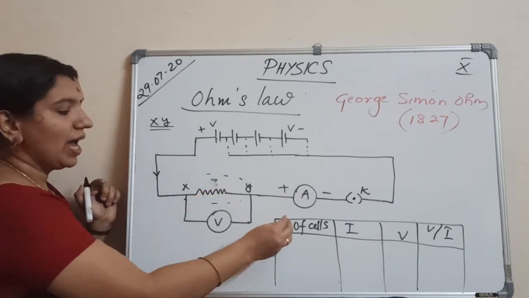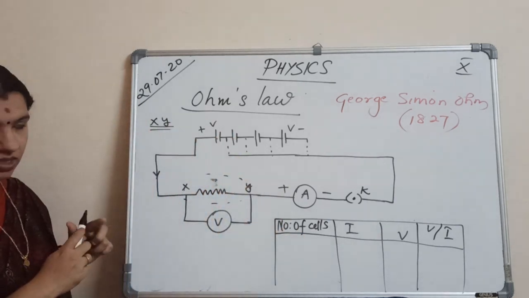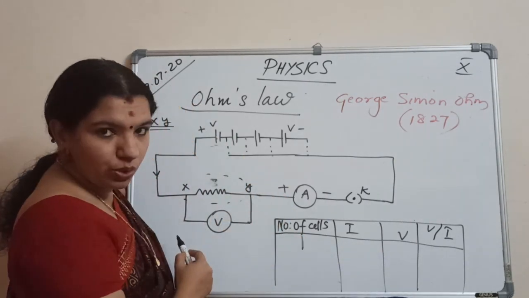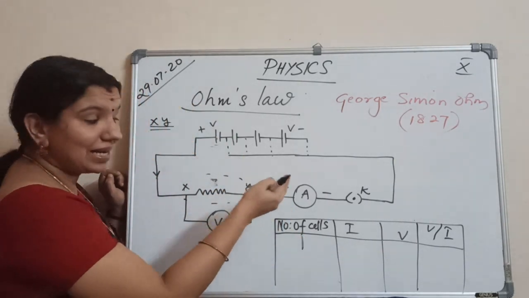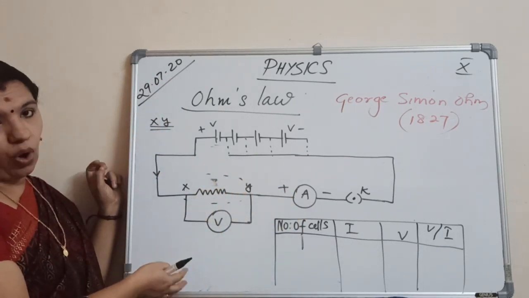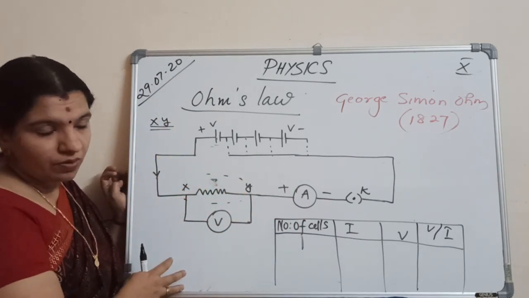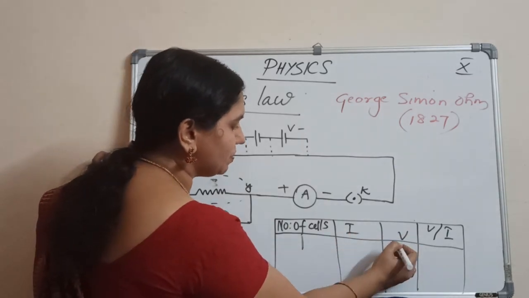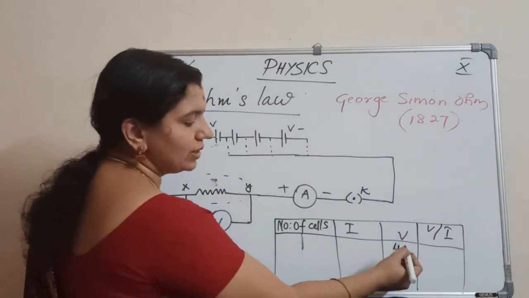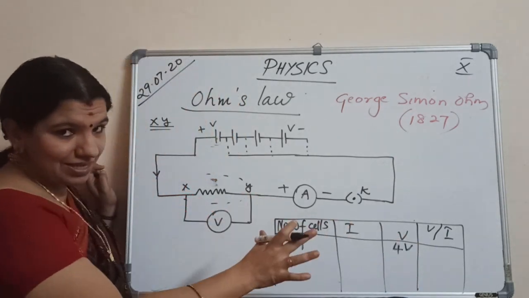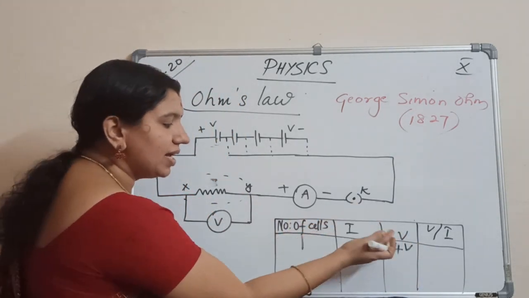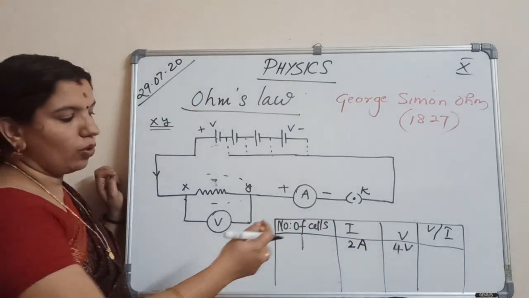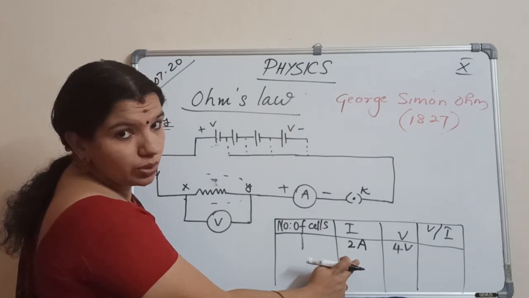First we have to write how many cells we used. First we used only one cell, isn't it? Then we measured the current and the voltage in this circuit. For example, let the voltage be 4 volt. This is just an example only, and at that time I got the current as 2 ampere. Understand? 4 volt and current is 2 ampere.